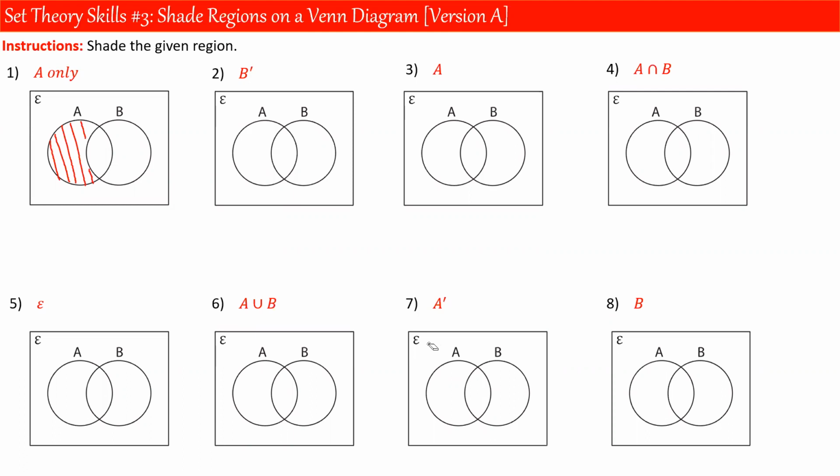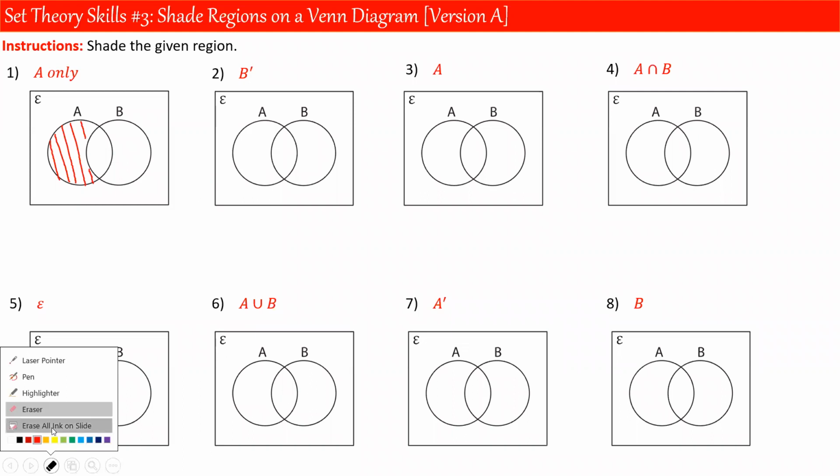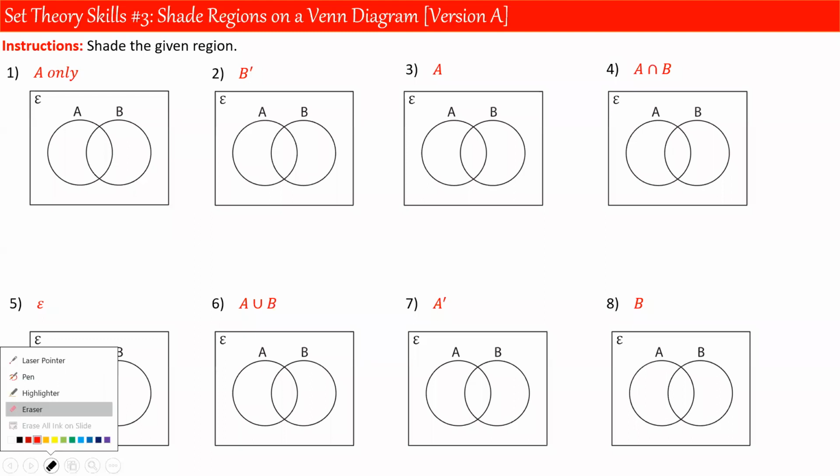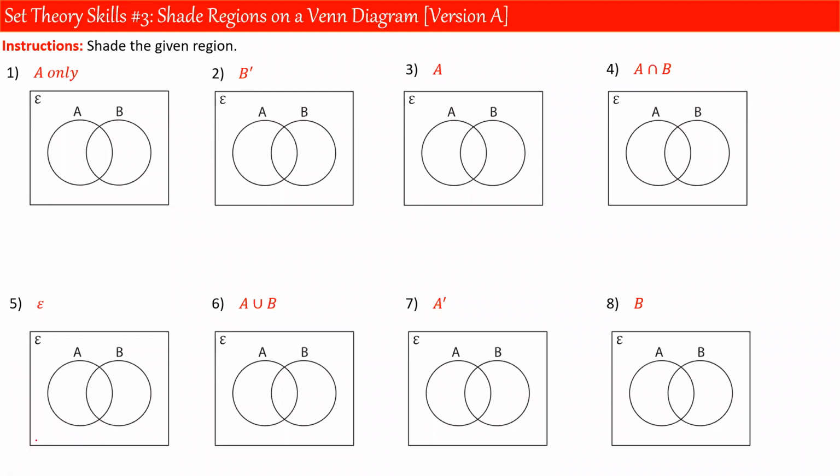All right, so who wants to help me with, let me erase everything on the slide, with number 1, A only. What should I shade in? Okay, go ahead, Altronic. I will do number 2. Okay, no problem. So you shade in A, but you don't shade in where they intersect. Very good. So I'm gonna shade in A, but not where they intersect. So I'm gonna use these red lines to shade in. That's another way you could shade it in, using lines to indicate it.